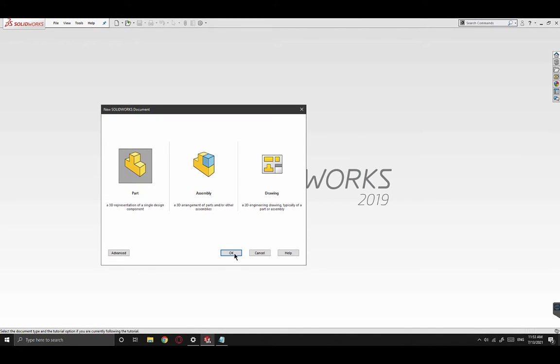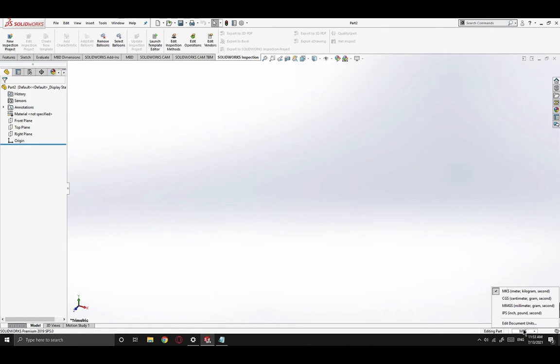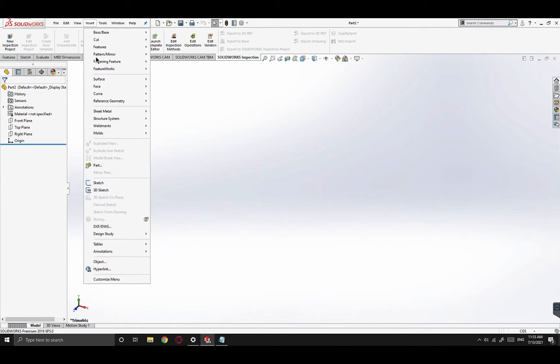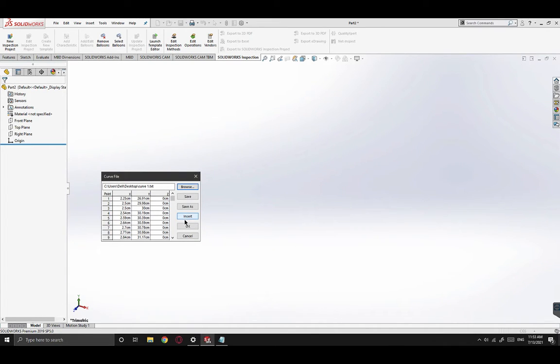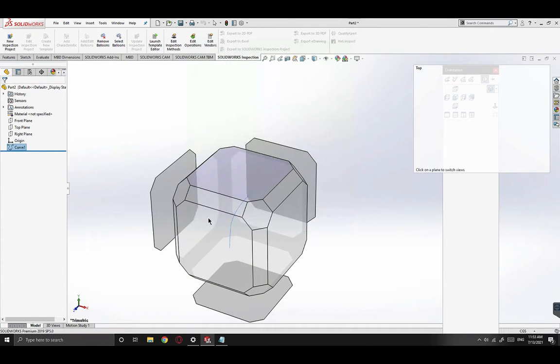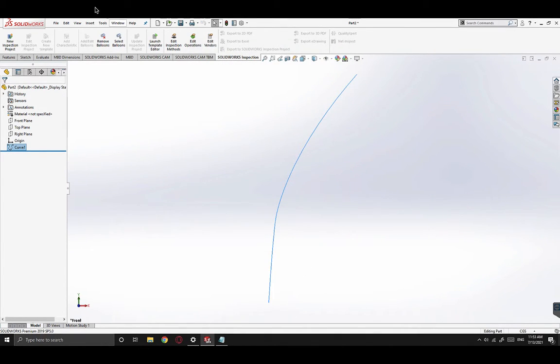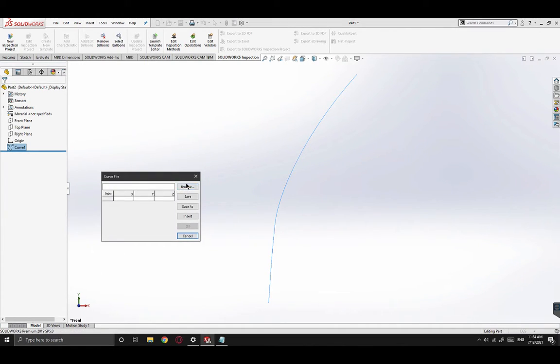Open up SolidWorks, and I have version 2019. Create a new part, and depends on your case, but I like to keep it centimeters. Go to insert, curve through XYZ points, browse where in our desktop, curve 1. Okay. As you can see here, we got the first curve. Now to continue the same process for each curve.